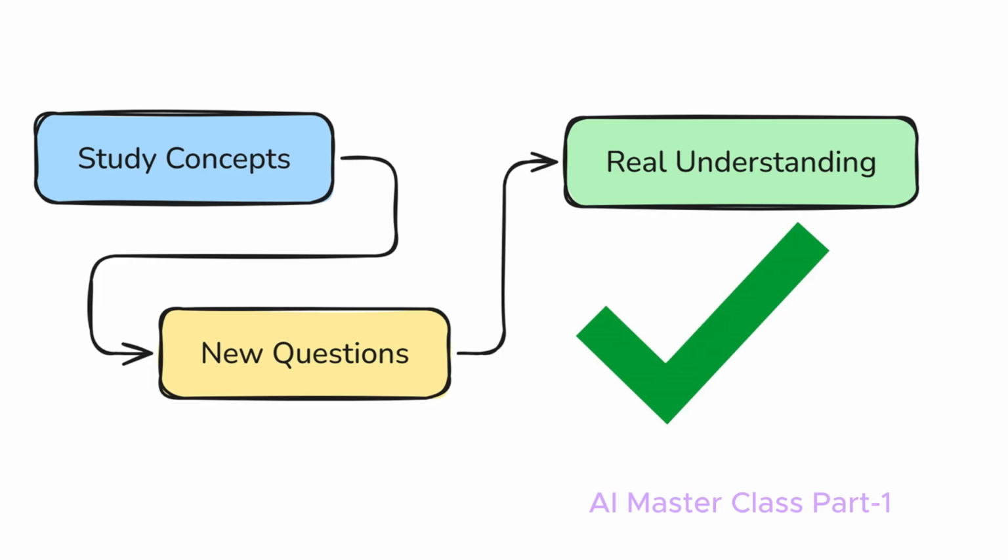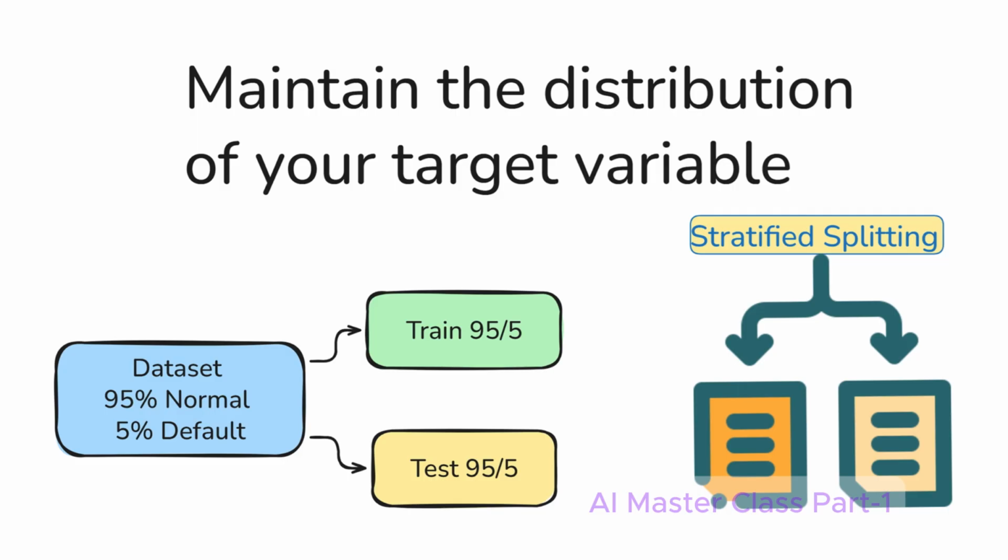But here is something important. When you split, you need to maintain the distribution of your target variable. For example, if you are predicting loan defaults and only 5% of your data contains defaults, you cannot randomly split and end up with all the defaults in training and none in the test data. This is called stratified splitting, and it ensures each split has the same proportion of each class. Most libraries handle this automatically, but it is crucial to know why it is important.